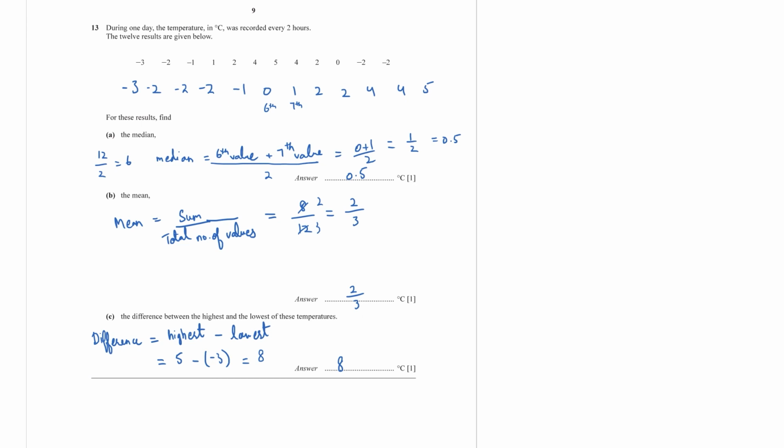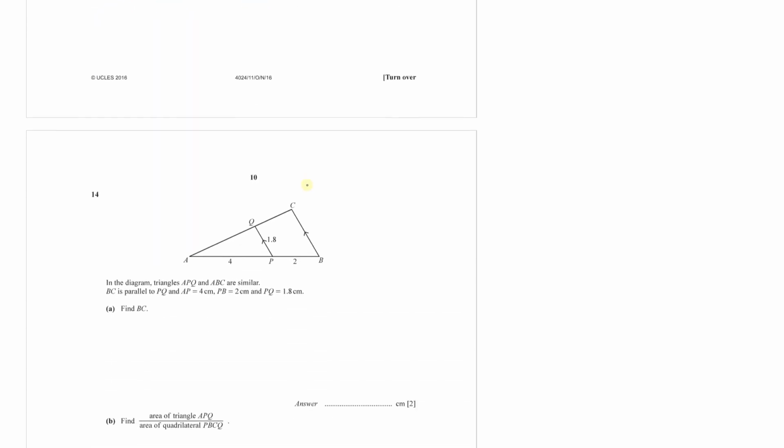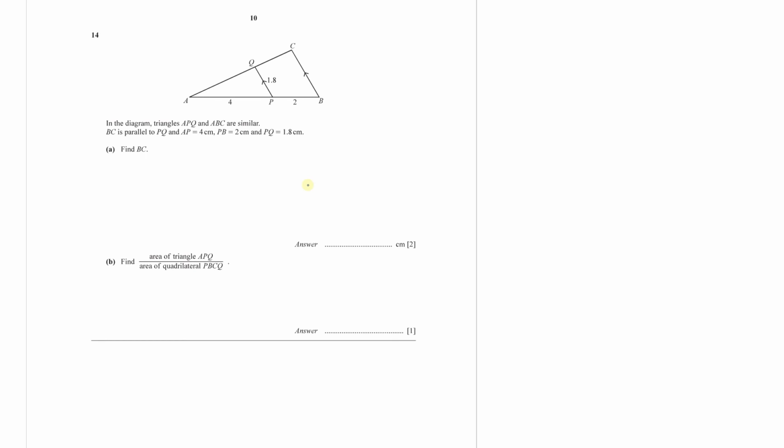So let's move on to the next question. Question 14 is, in the diagram, triangles APQ and ABC are similar. So this is APQ here, and ABC is this big triangle. You're given BC is parallel to PQ, and AP is 4, PB is 2, PQ is 1.8. Find BC. So since this big triangle, let me mark this.